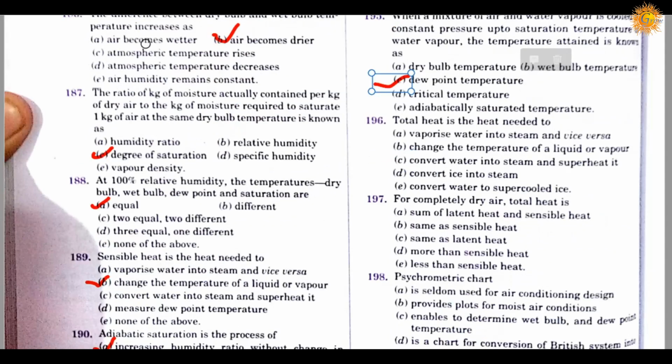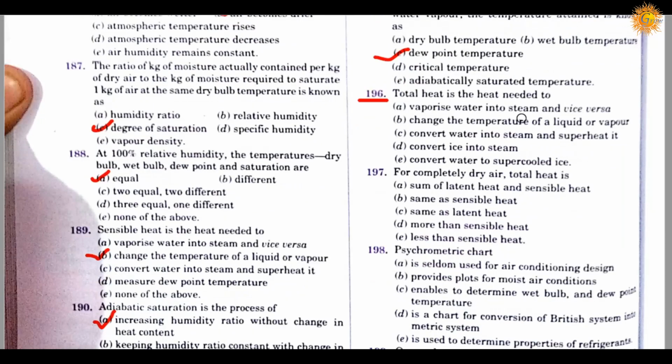Question number 196. Total heat is the heat needed to option A, vaporize water into steam and vice versa. Option B, change the temperature of liquid or vapor. Option C, convert water into steam and superheat it. Option D, convert ice into steam. Option E, convert water into supercooled ice. So correct answer is A, vaporize water into steam and vice versa.